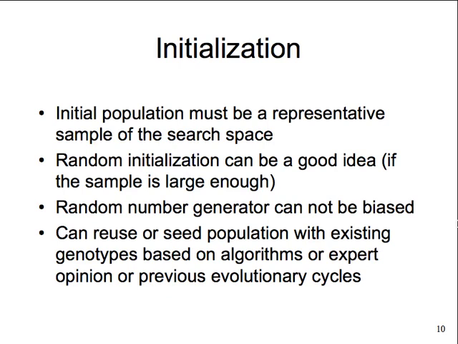So you need to know who the people are that are here on Saturday or Sunday. These are the people that are here. So random is a much better approach. So a random number generator cannot be biased, hopefully, and you can reuse or seed populations with existing genotypes as well, based on algorithms or expert opinions of previous evolutionary cycles.